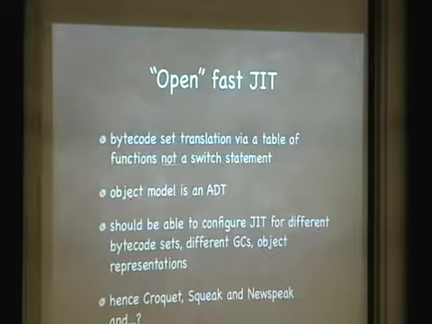And then the really important thing is to make the object model an abstract data type in the code generator. So whenever the code generator wants to do things like say, I want to dereference an instance variable, it doesn't say, I'm going to do it like this. It says to some object model thing, will you do it for me? Will you generate this code? And then we can have different object representations, plug different object representations into the code generator. So that's what I mean by an open JIT, and I hope that it'll be used for at least Pharo, Squeak, Newspeak, and maybe it'll be tracing JITs, you know, so there may be other candidates.